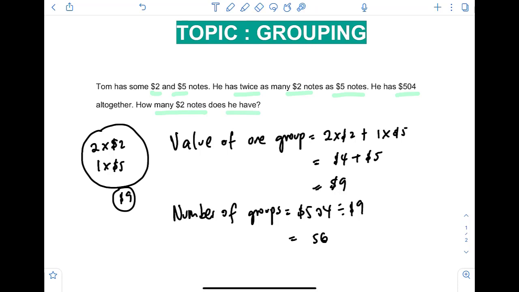So how many $2 notes does he have? In each group there are 2 $2 notes, and there are 56 groups. That will be 56 times 2, which is 112 $2 notes. Final answer for this question.